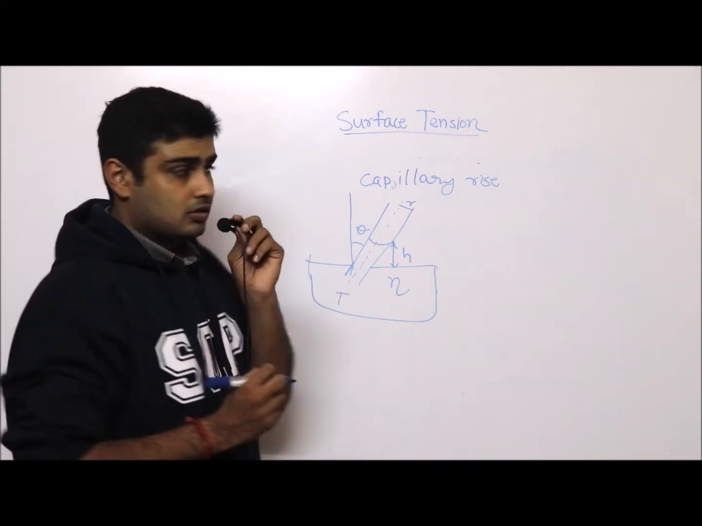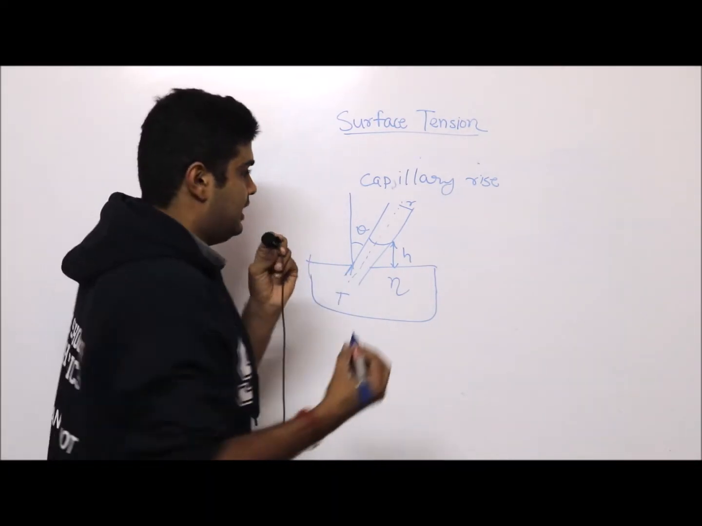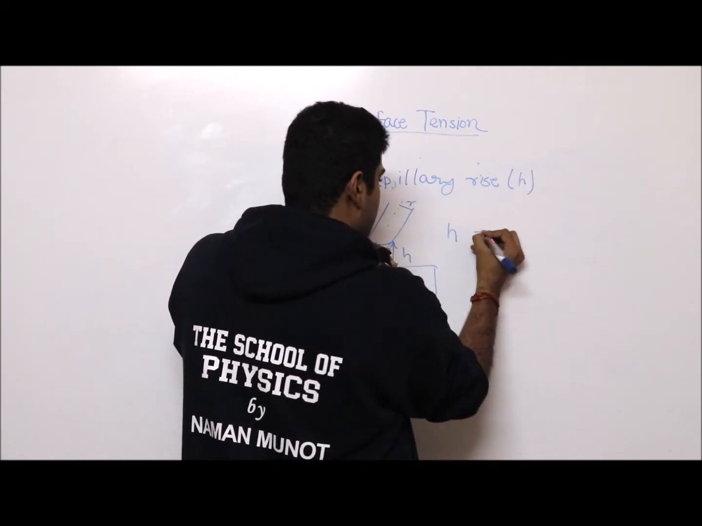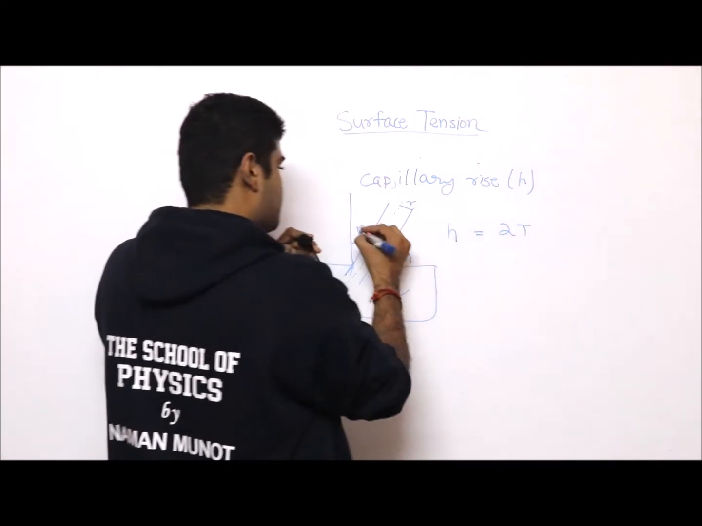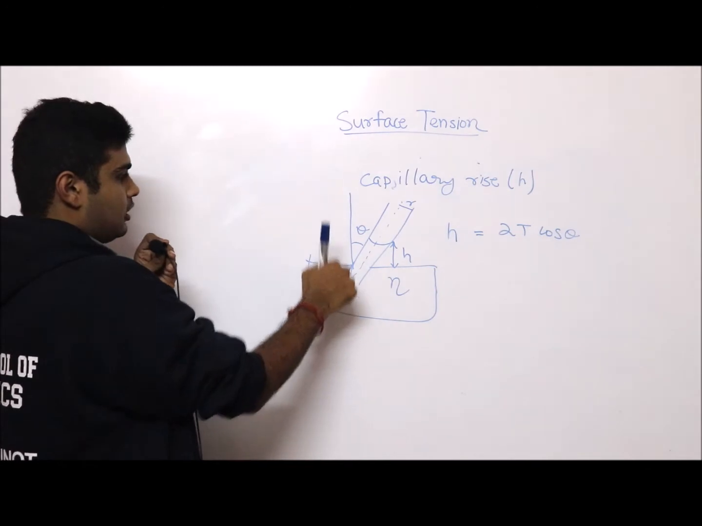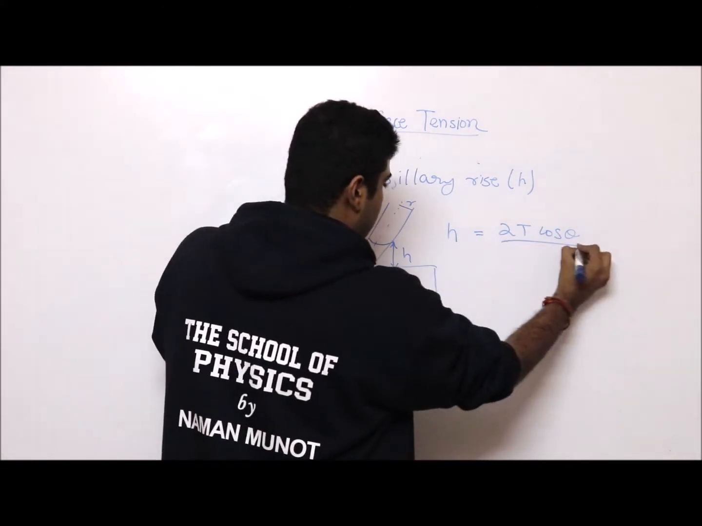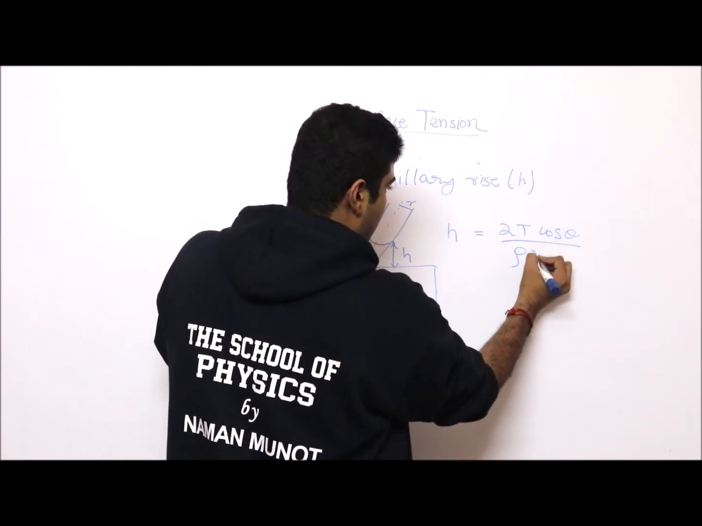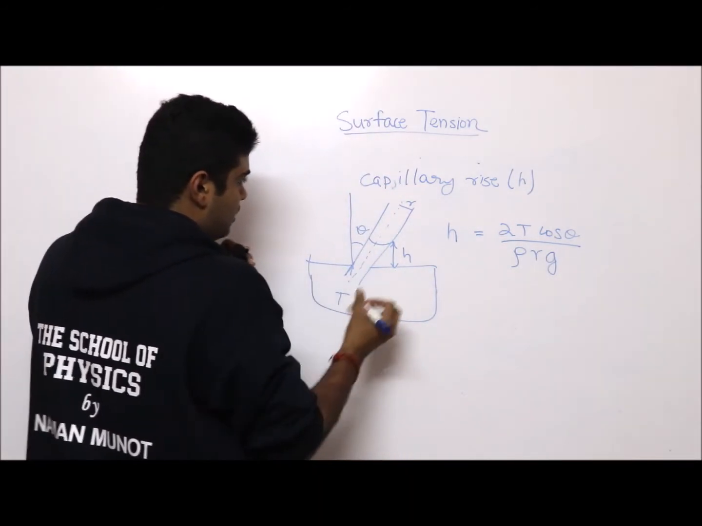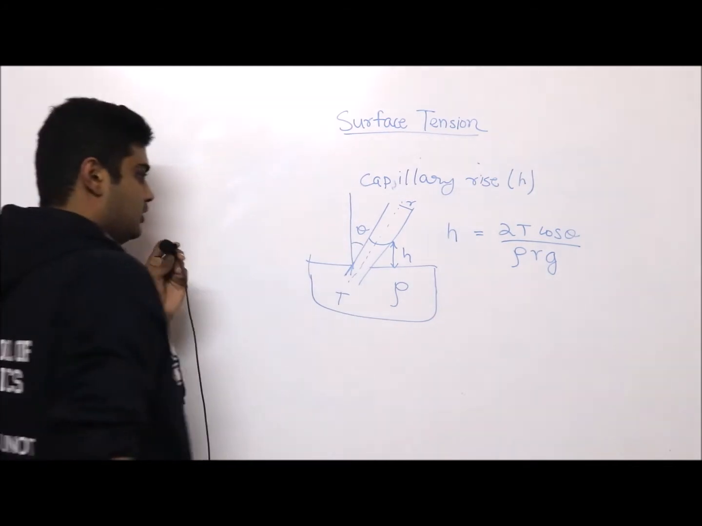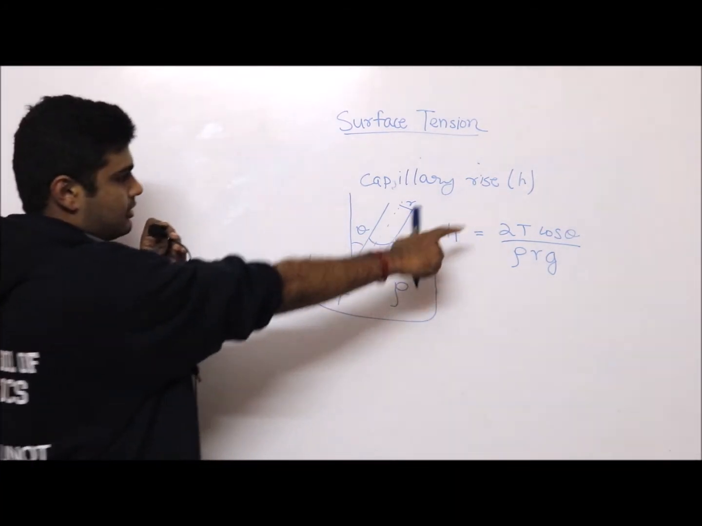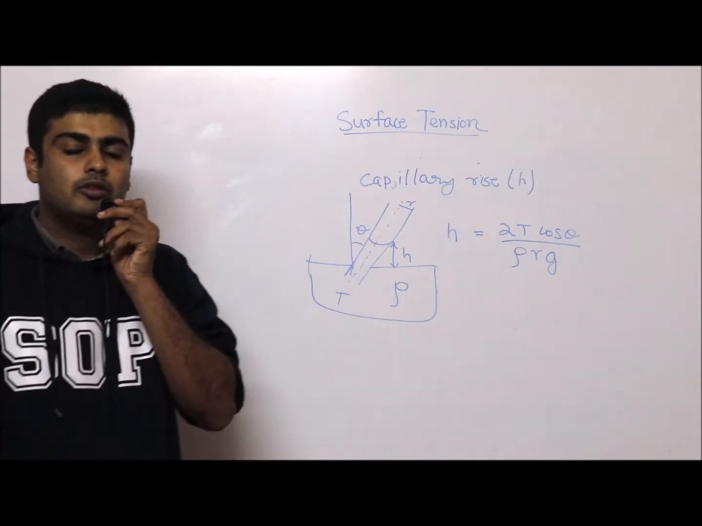So the formula for the capillary rise h is 2T cos theta upon rho into r into g. Sorry, we don't need viscosity here, we will just need the density rho of the liquid. So capillary rise is 2T cos theta upon rho r g.